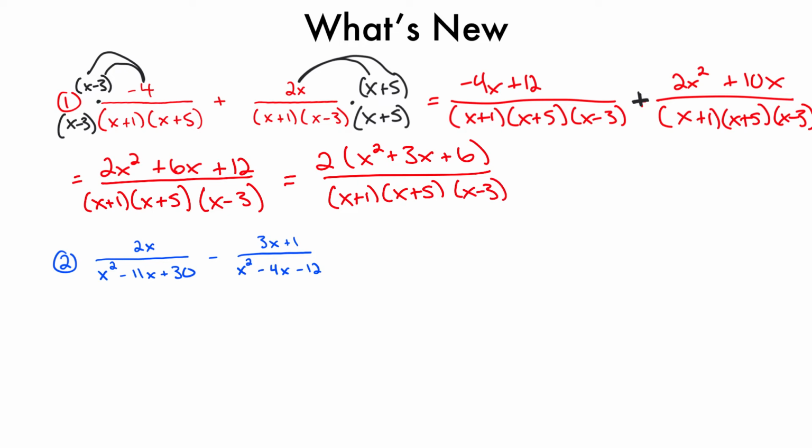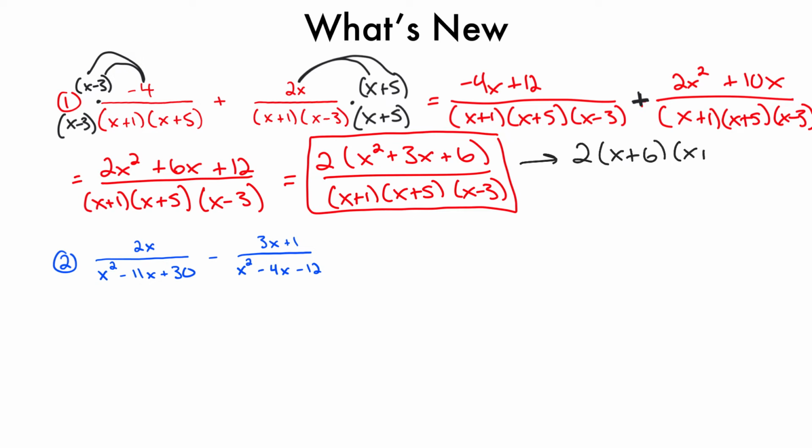Now I've got to look at the x squared plus 3x plus 6 and see if that factors. Spoiler alert, it doesn't. Therefore, the numerator is completely factored. Therefore, I am done. However, I just want to point out, let's imagine it was factorable, and it turned into 2 times x plus 6 times x plus 1 over x plus 1 times x plus 5 times x minus 3.